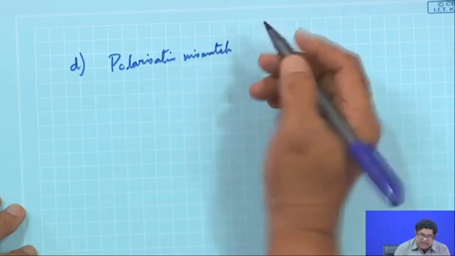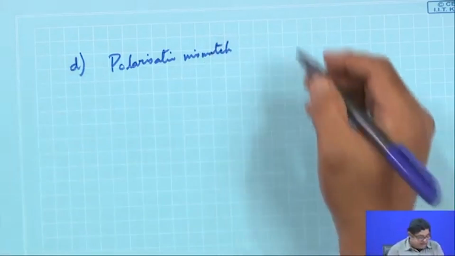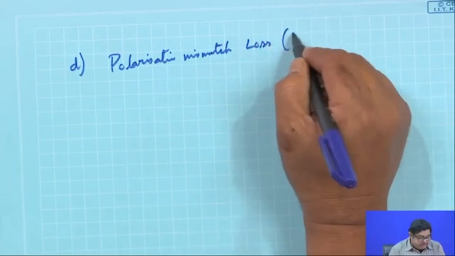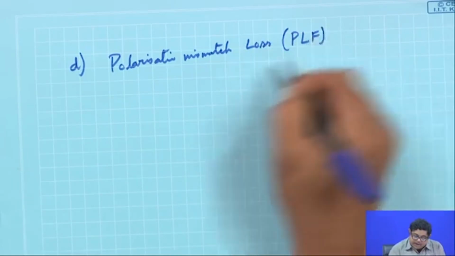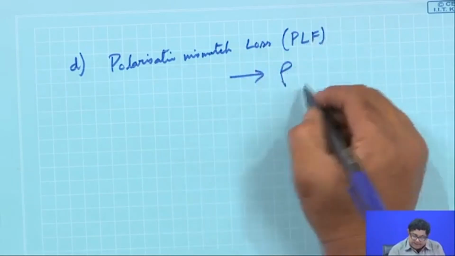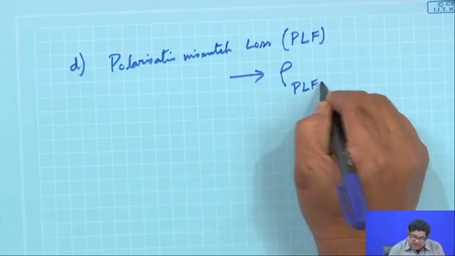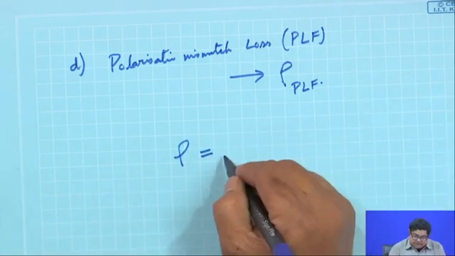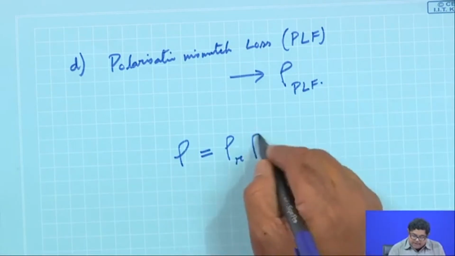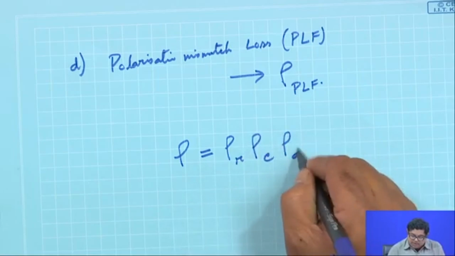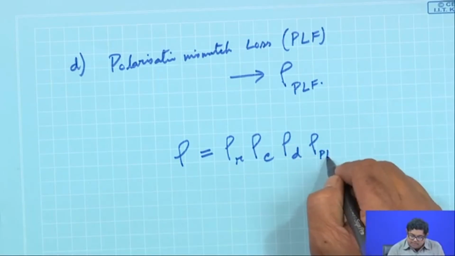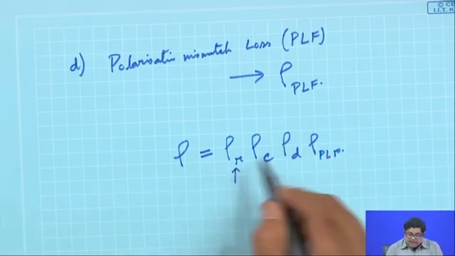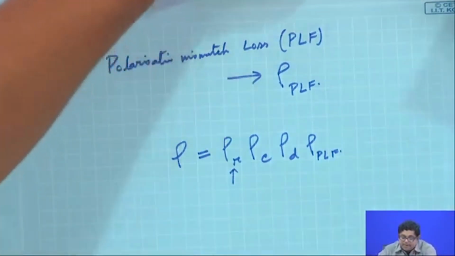if polarization is matched, then maximum power can be extracted. So, polarization mismatch loss, this is PLF. This gives rise to an efficiency which is called rho PLF. So, finally, we can say that rho is nothing but rho r, rho c, rho d, rho PLF. Here I want to say that we have already discussed this.